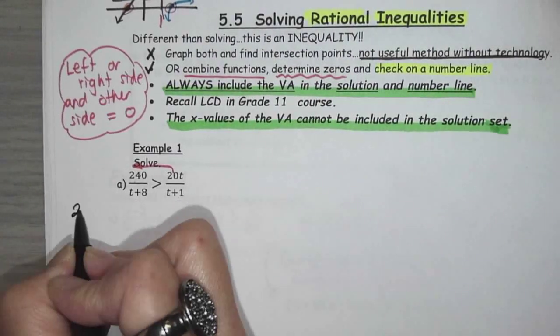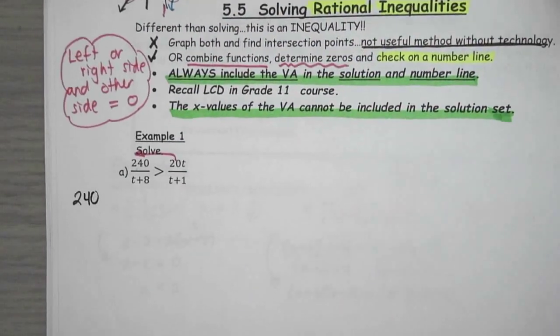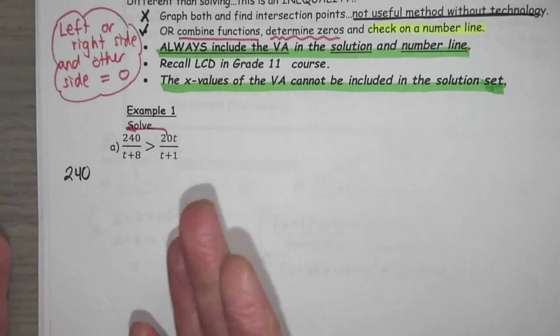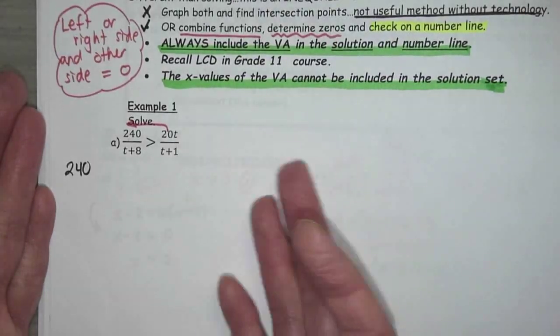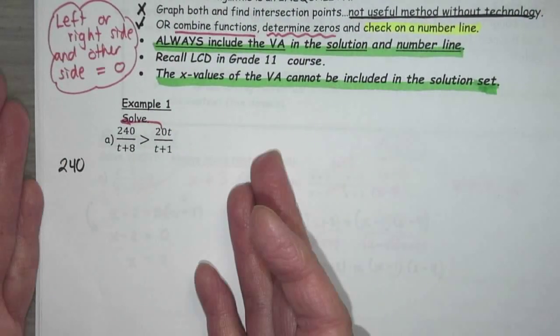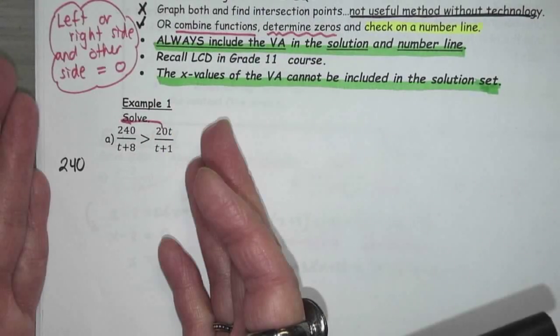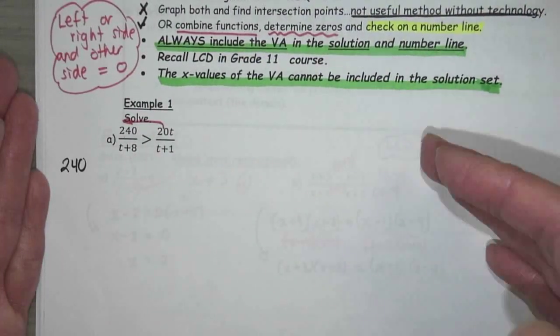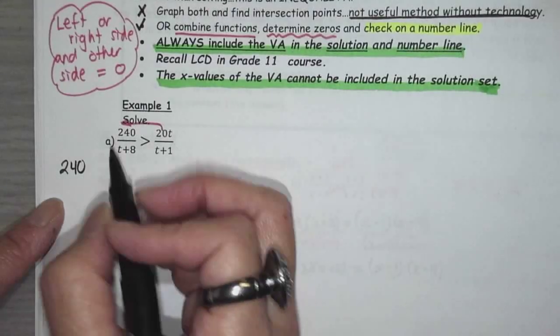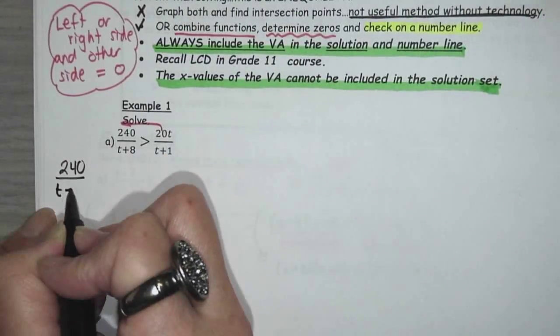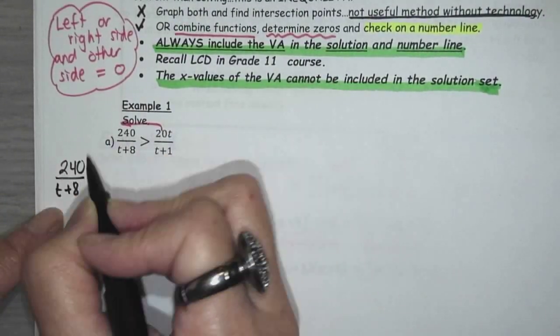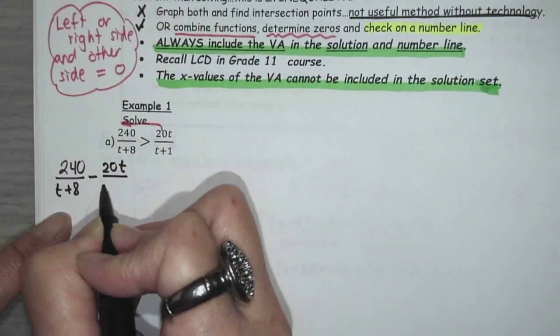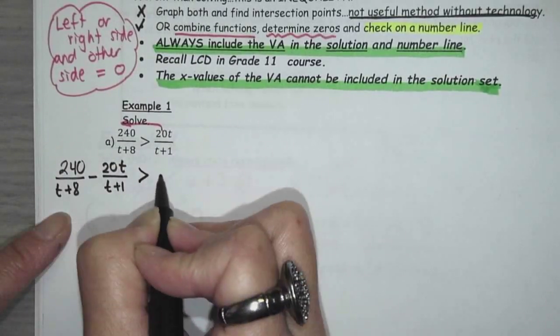If you're not sure how long the question is, start it on the left side of the space I give you so that you can go to the right. I'm telling you right now it's going to be a longer question, so start it on the left side and we're going to go to the right and do the number line here. Okay, so start it here: 240 over t plus 8 minus, so bring it over, 20t over t plus 1 is greater than 0.